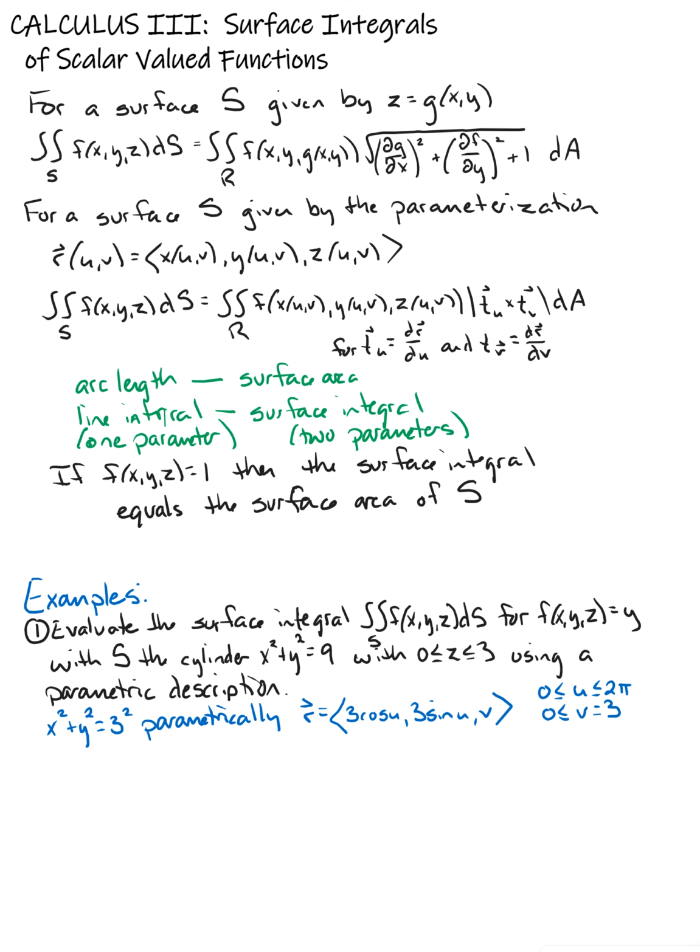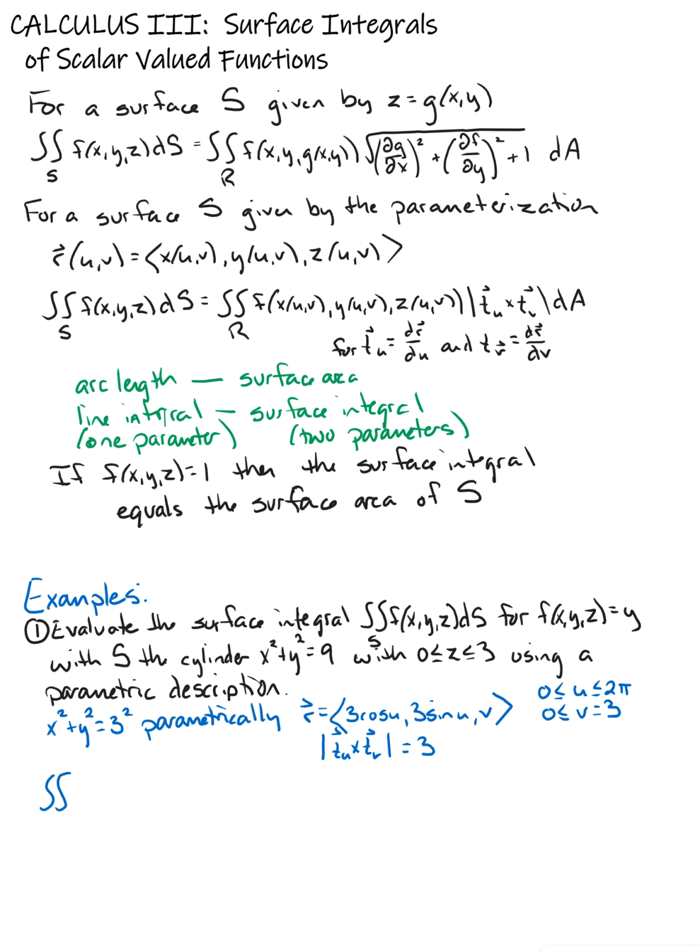Another thing I want to make note of, now I'm not going to go through the computation for this, but the magnitude of t sub u crossed with t sub v, that's this bit right here, in this situation is equal to simply 3. All right, so now let's go ahead and set up this double integral.